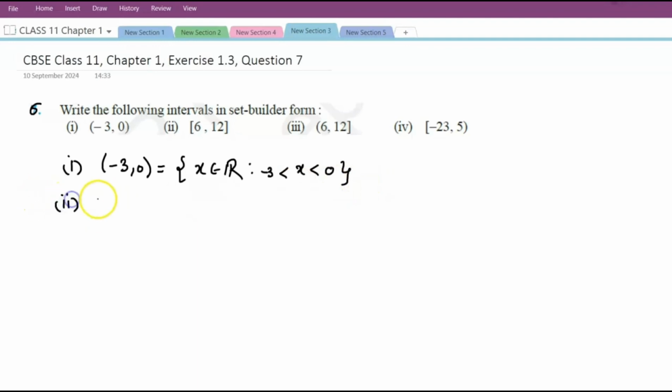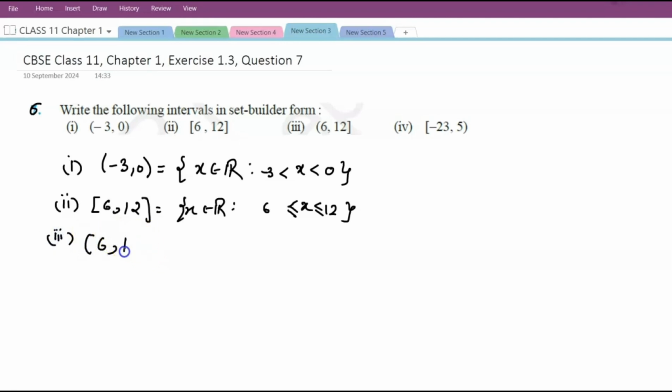For the next part, we have the closed interval [6, 12]. x is a real number such that x lies between 6 and 12. Now we have a closed sign at the 6 end, so we will write the sign as less than or equal to, and we also have a closed sign at 12, and so we will write it as less than or equal to 12. Let's see the third part.